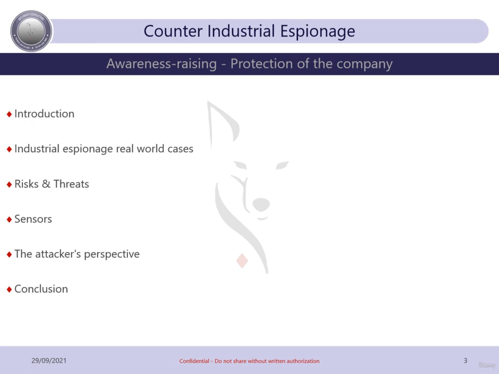Throughout this course, we will explore in more detail different aspects of counter-espionage. We will start with an introduction to define the different concepts. Then we will study different concrete and proven cases of industrial espionage that happened in the last years. We will then study the risks and associated threats, as well as the different sensors that allow a successful industrial espionage operation. Finally, we will put ourselves in the head of the attacker in order to understand what drives him to use one method rather than another to access the coveted information.